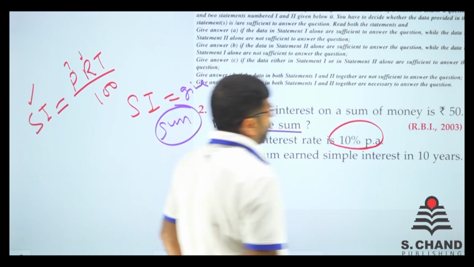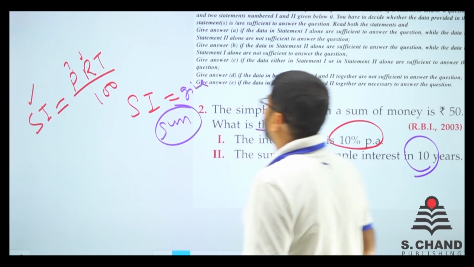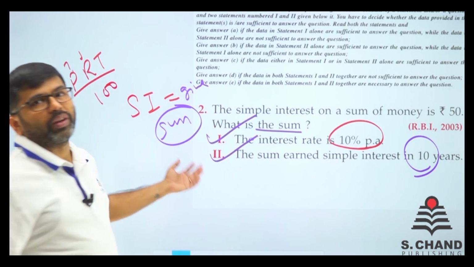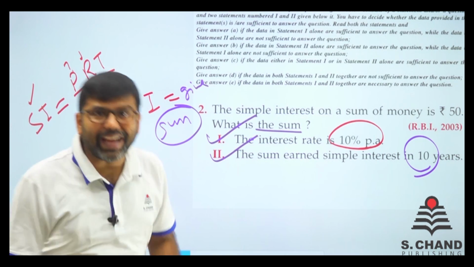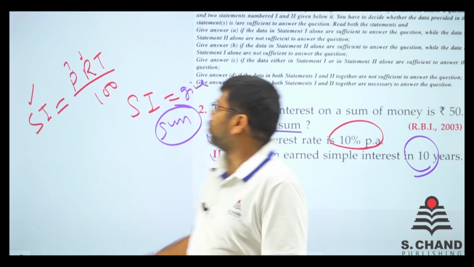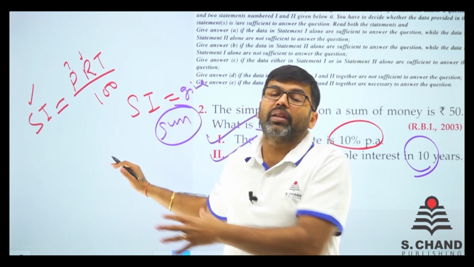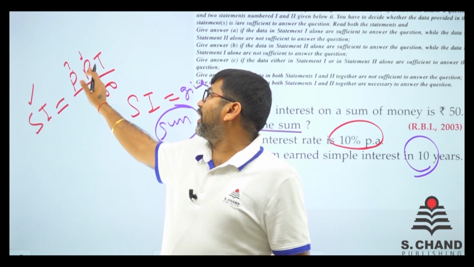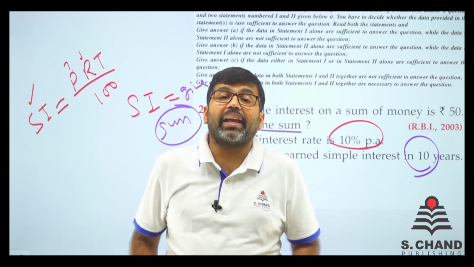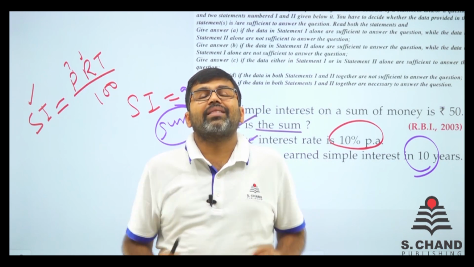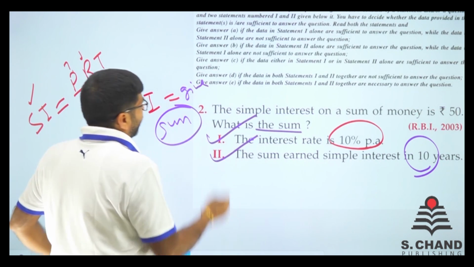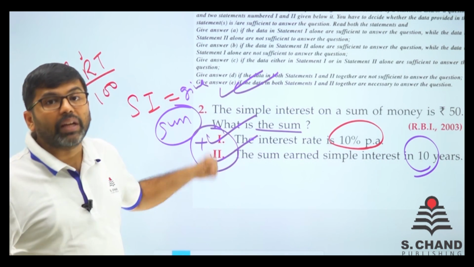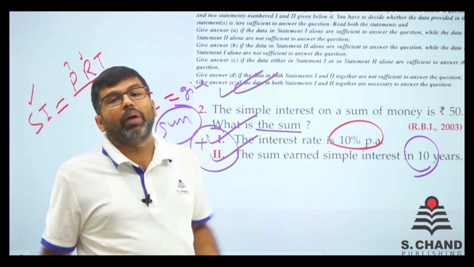The sum earned simple interest in 10 years. So time is also given. So rate is here, time is here, SI is here. You can find out the sum. So again I am saying, don't even try to calculate the answer, because we have PRT by 100, SI is given, R is given, T is given. Any calculation will come in decimals, but the answer will surely come. So answer is 1 plus 2, that means E. That answer will come by the data 1 and 2 together.